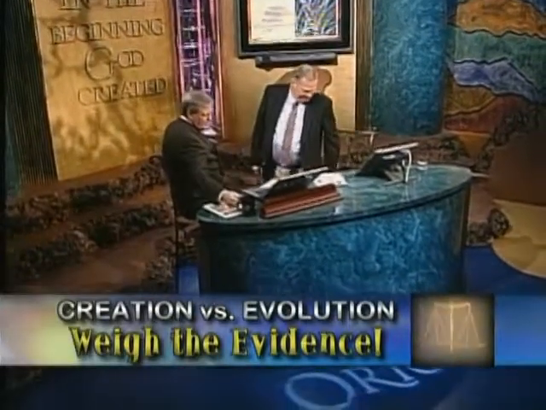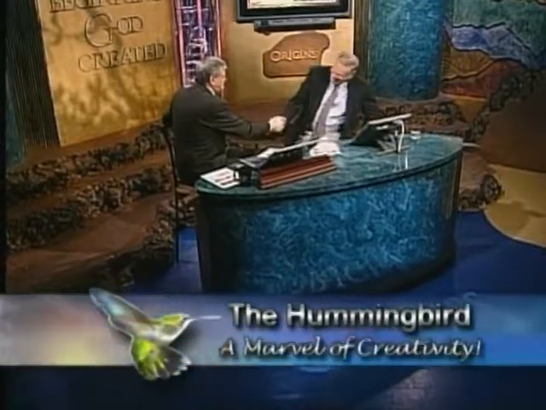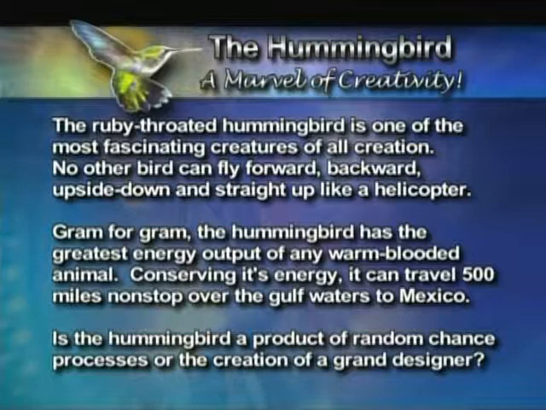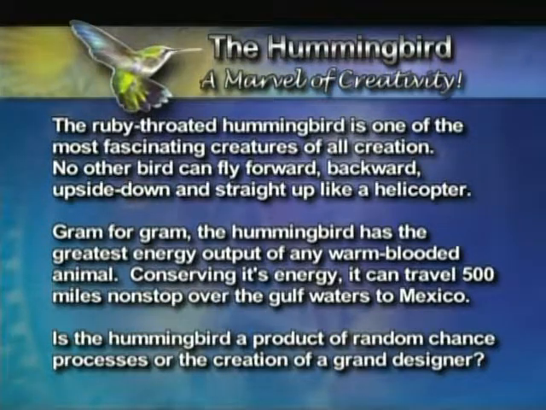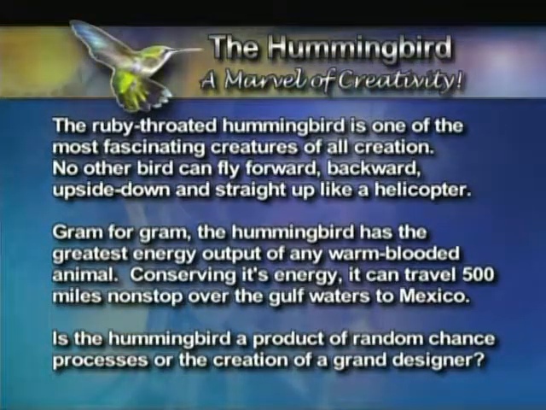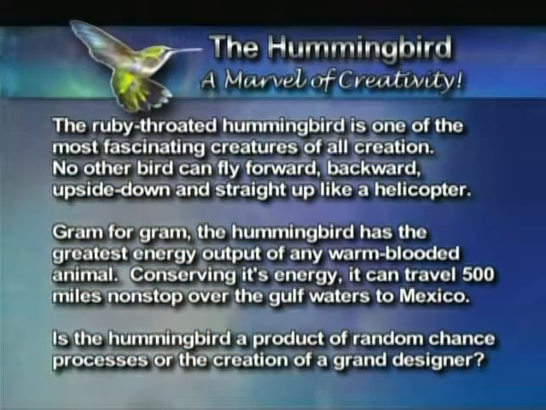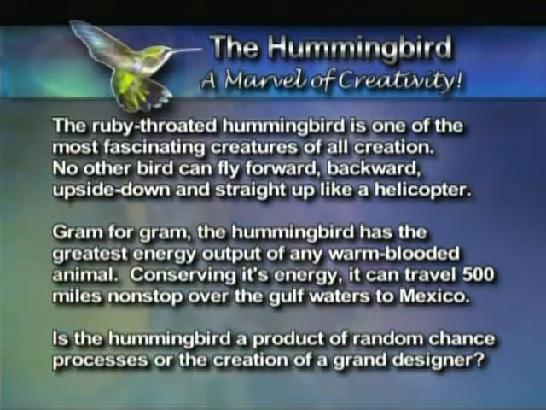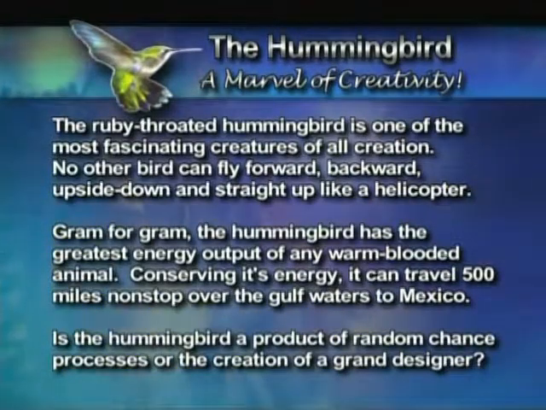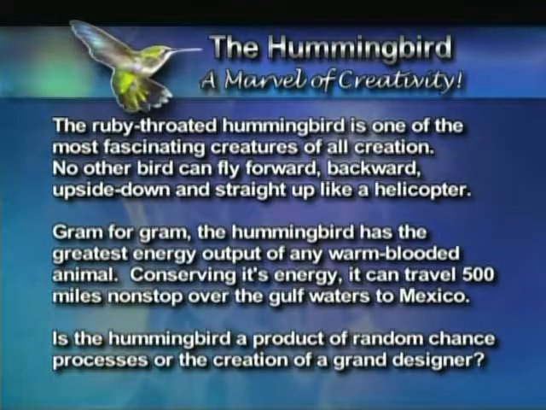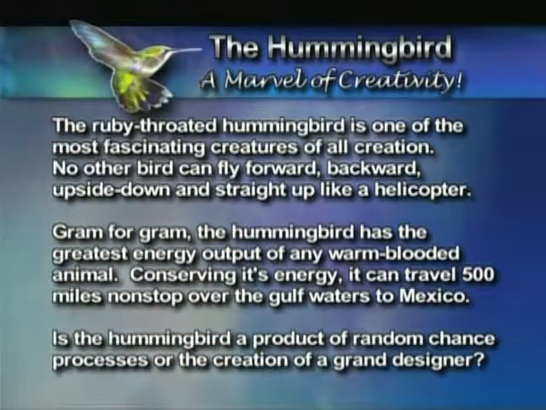Creation versus evolution, you weigh the evidence. The hummingbird, a marvel of creativity. The ruby-throated hummingbird is one of the most fascinating creatures of all creation. No other bird can fly forward, backward, upside down, and straight up like a helicopter. Gram for gram, the hummingbird has the greatest energy output of any warm-blooded animal. Conserving its energy, it can travel 500 miles non-stop over the Gulf waters to Mexico. Is the hummingbird a product of random chance processes or the creation of a grand designer?